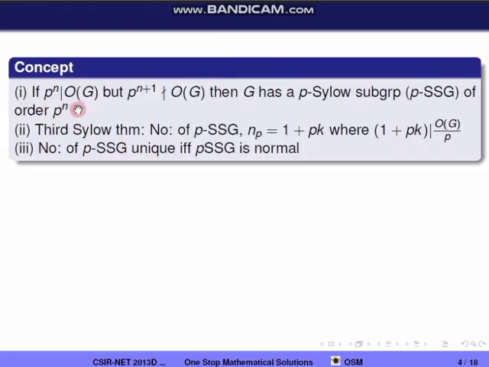If p^n divides the order of G but p^(n+1) does not divide the order of G, then G has a p-Sylow subgroup of order p^n. The third Sylow theorem states the number of p-Sylow subgroups is given by n_p equal to 1 plus pk, where 1 plus pk should divide the order of G by p. And the p-Sylow subgroup is unique if and only if the p-Sylow subgroup is normal. So we'll move on to the question.